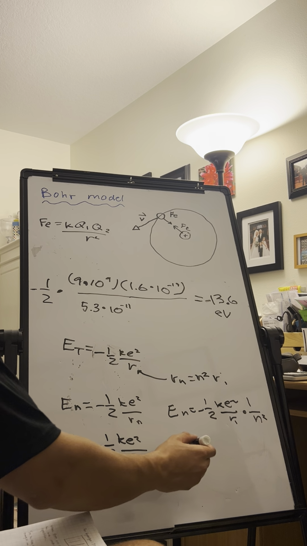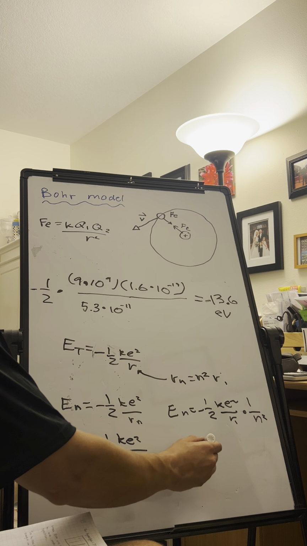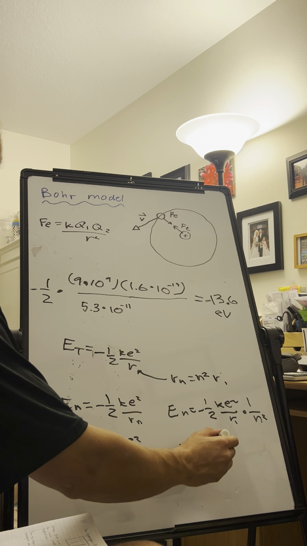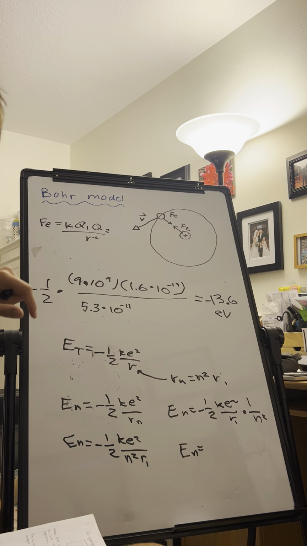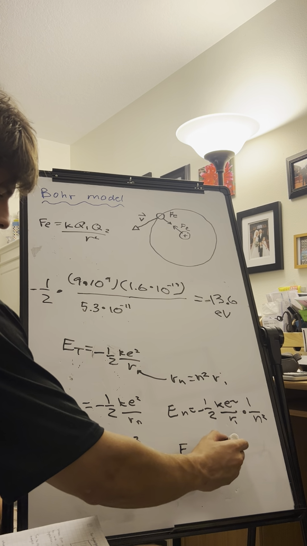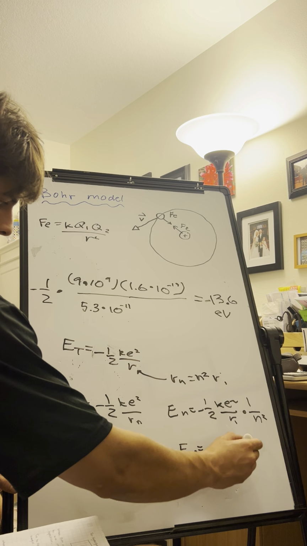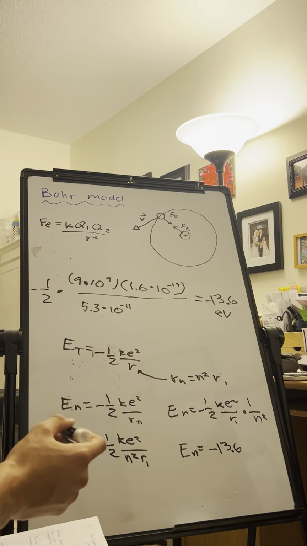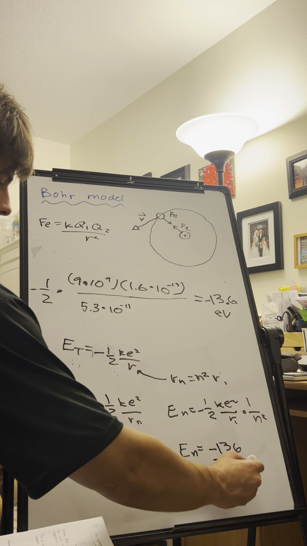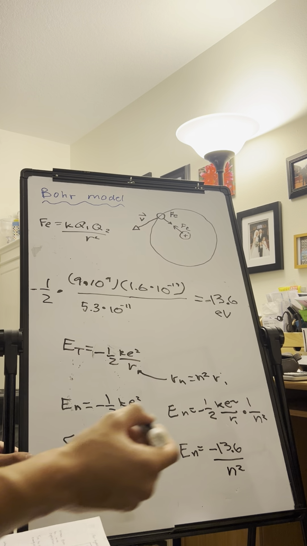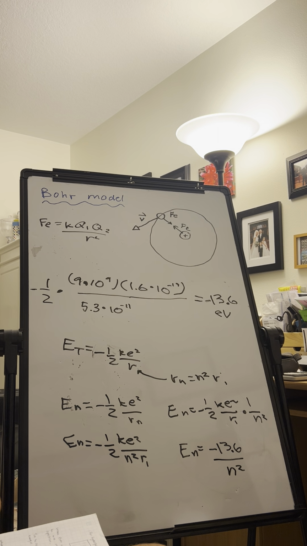So En is equal to negative 13.6 electron volts times 1 over n squared. And that's the energy equation for the hydrogen atom.